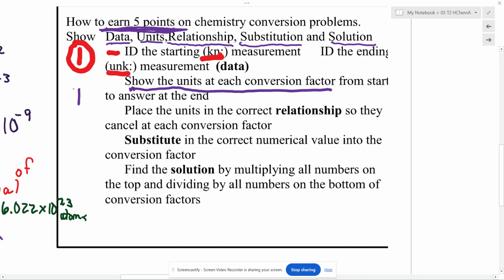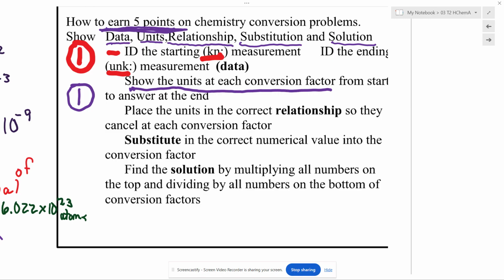Doing the units throughout the problem earns you a second point. Those units have to be in the right place, the right placement: the right unit to start, and the right unit at the end. So showing all of those units will earn you that point.